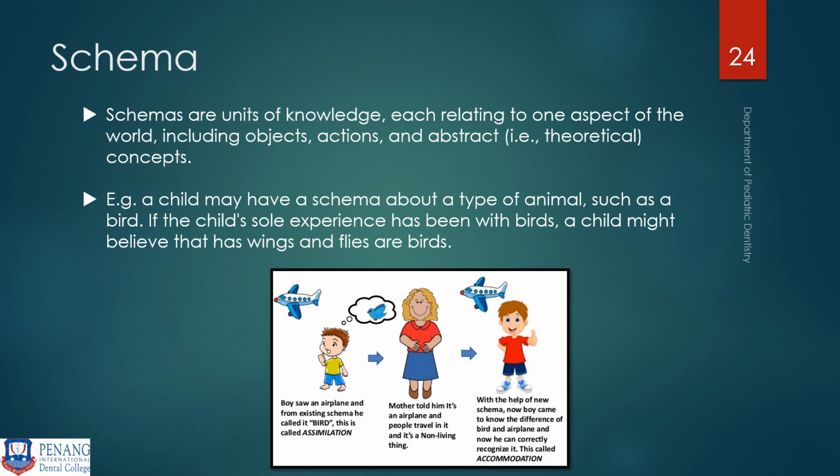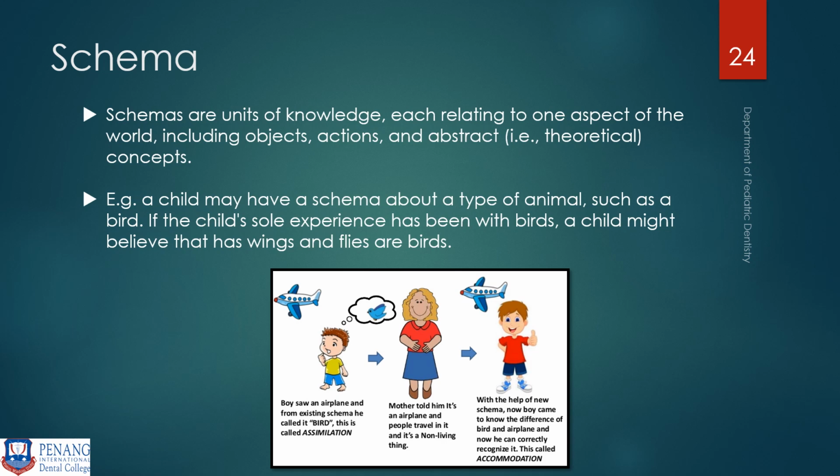Now schemas are basically the units of knowledge. What it means is that when you look at something, you develop a knowledge of that thing, and then that knowledge is stored in your brain in a box. Now let's call this box a schema. So it's basically a unit of knowledge. If you see another thing, you develop the knowledge of that other thing, and then another box in your head will develop, and that is the schema for that particular thing. So schemas are basically the units of knowledge, each relating to one aspect of the world, including objects, actions, and it could be abstract concepts also.